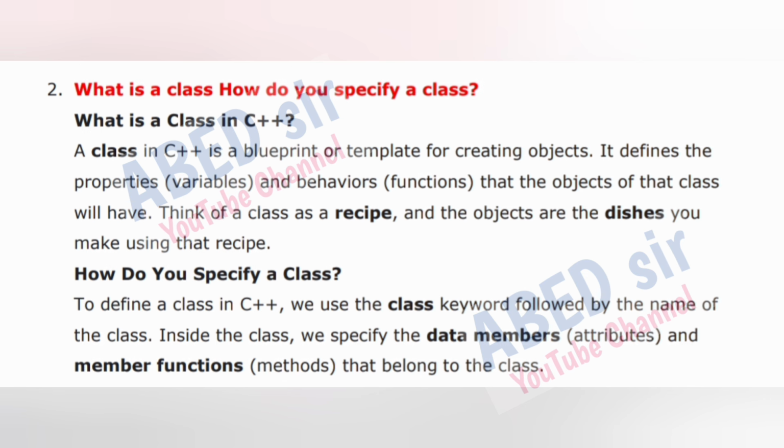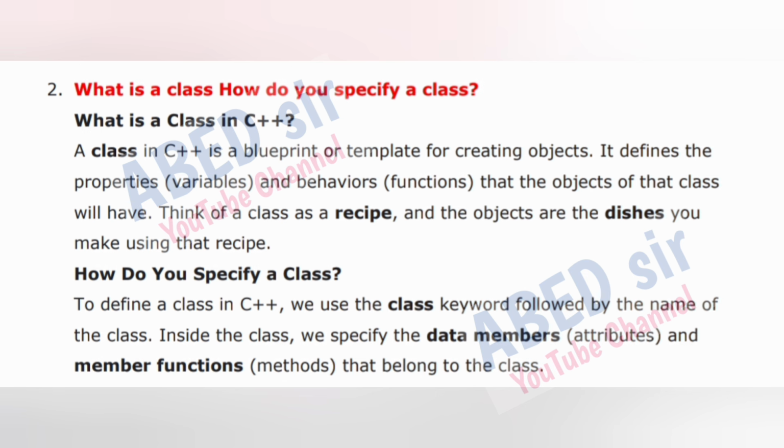What is a class in C++? A class in C++ is a blueprint or template for creating objects. It defines the properties, variables, and behaviors, functions, that the objects of that class will have. Think of a class as a recipe, and the objects are the dishes you make using that recipe.